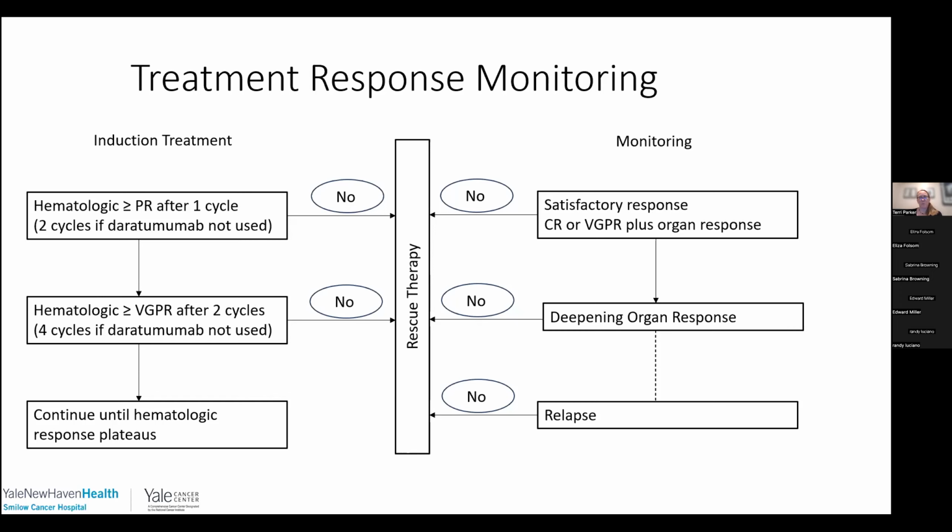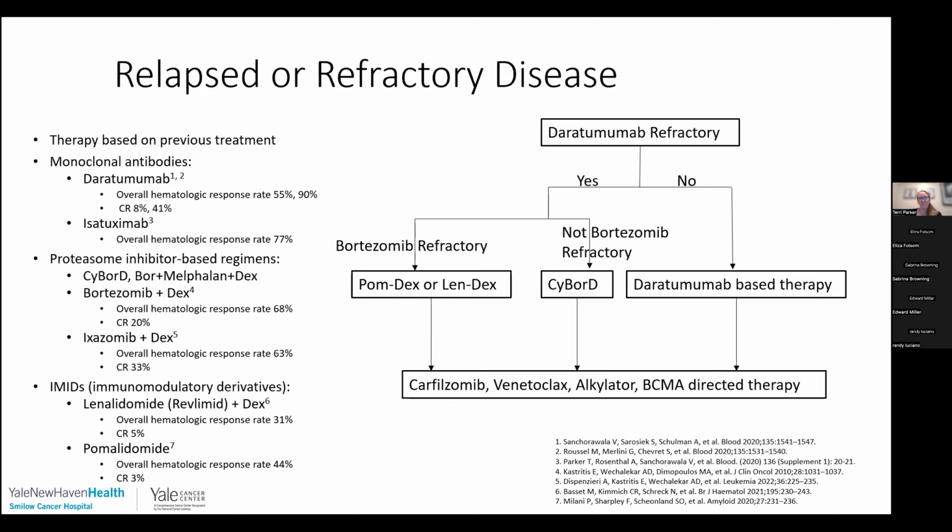At any time we do not achieve these milestones, we should be thinking about alternative second-line or rescue therapies, if you will. Similarly, when we talk about monitoring of disease, if an individual has a satisfactory response, defined as a complete hematological or very good partial hematological response plus organ response, we would continue monitoring for a deepening of organ response. If at any time we do not achieve the desired response, or we have relapsed disease, we would talk about a second-line or an alternative therapy.